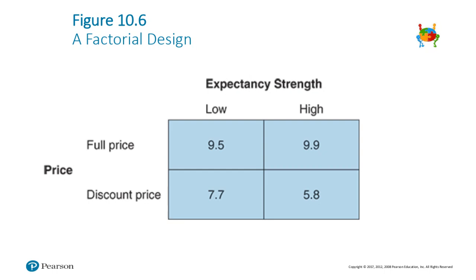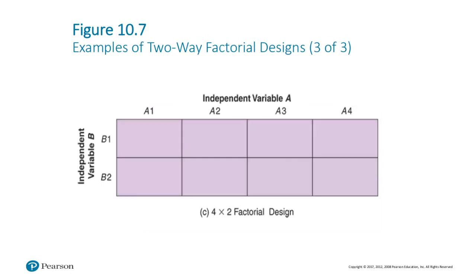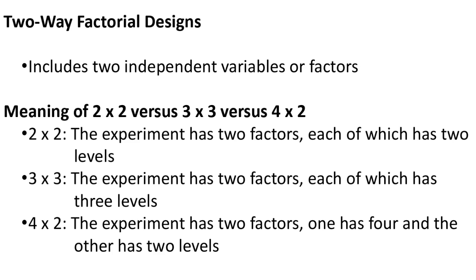But you get a better understanding once I go through more detail about the factorial design. And so you can think about examples of two-way factorial designs. This is another form where you have 3 times 3, which obviously we won't cover in this course. We're only sticking to 2 times 2. And then you can have 4 times 2. So you have 2 factors, with 4 levels here and 2 levels there.